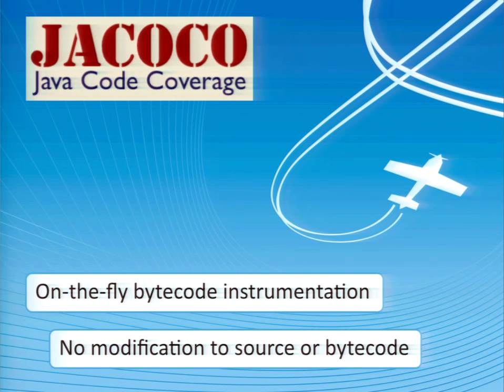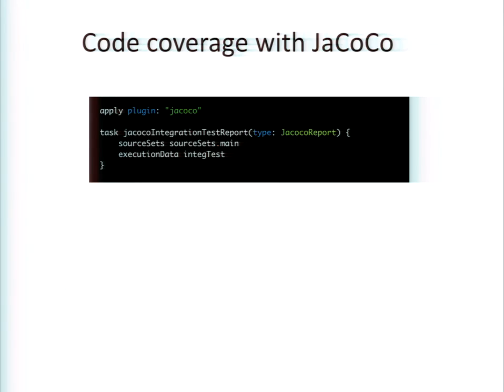So the nice thing is it doesn't modify either your source code or your bytecode. So how would you do that? You just apply the JaCoCo plugin. That already takes care of the instrumentation. You don't have to do anything. The only thing you have to add on top of applying the JaCoCo plugin is to configure the test report that you want to have.